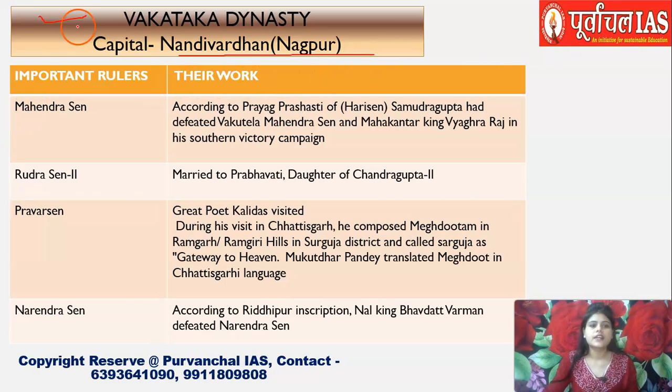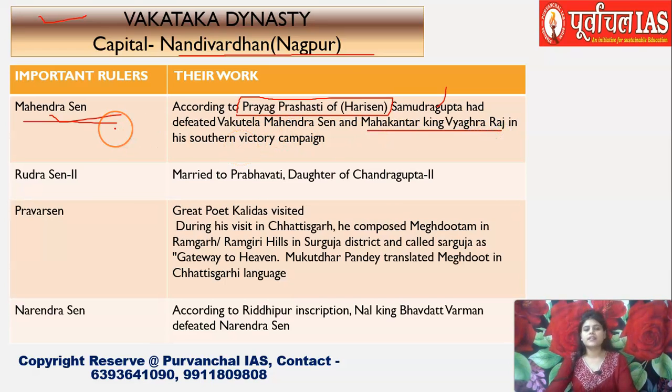Now as far as the important rulers are concerned, the first one is Mahendra Sen. According to the Prayag Prahasti of Hari Sen, this is an evidence. Please remember that there is this inscription of Prayag Prahasti. It is said that the Gupta ruler Samudragupta defeated this Vakataka king Mahendra Sen. He was the king of South Kaushal, and Samudragupta also defeated the Mahakantar king Vyagraj in his southern victory campaign. So please remember, this was a battle between Mahendra Sen and Samudragupta, in which Samudragupta defeated Mahendra Sen, and it has been described in the Prayag Prahasti of Hari Sen.